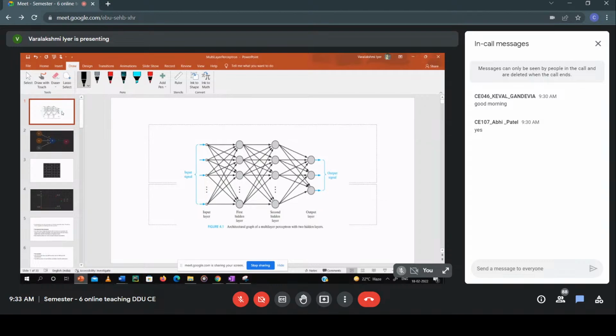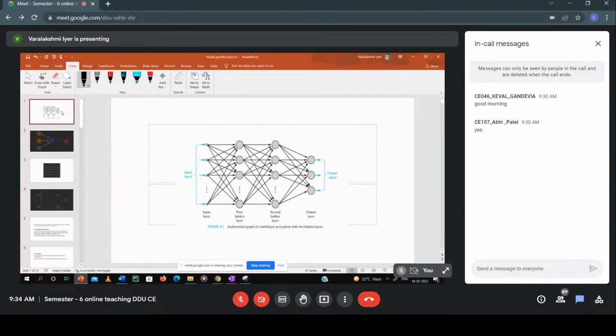All the neurons present in the multi-layer perceptron are connected to each other, hence this is also known as a dense architecture, and the last layer is your output layer. All the neurons present in the hidden layer as well as the output layer are actually perceptrons.